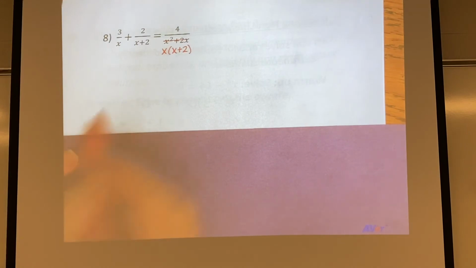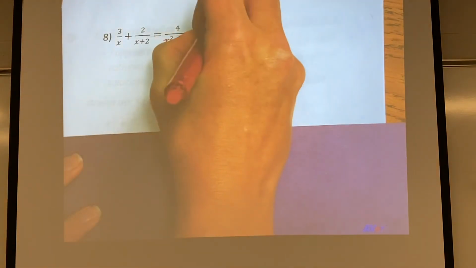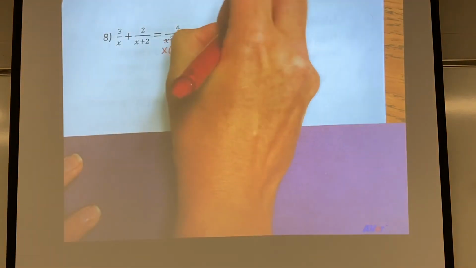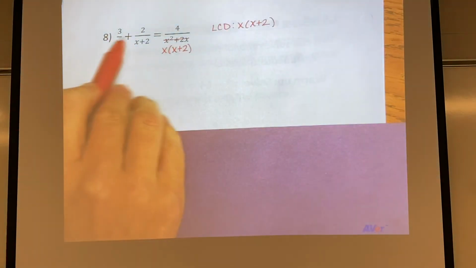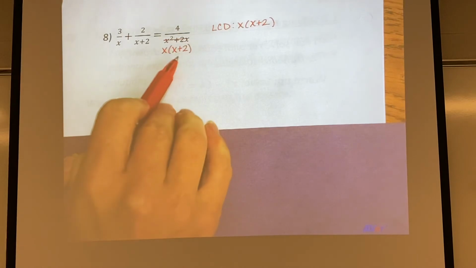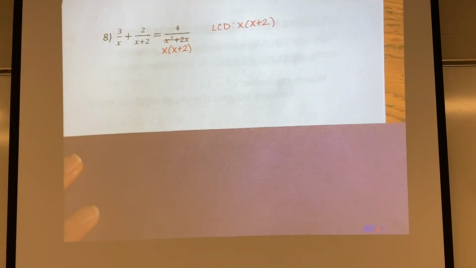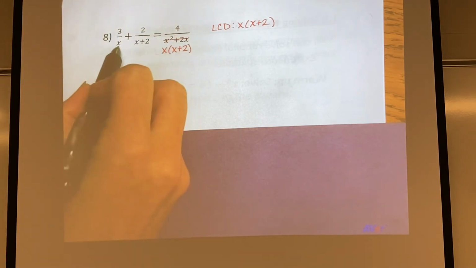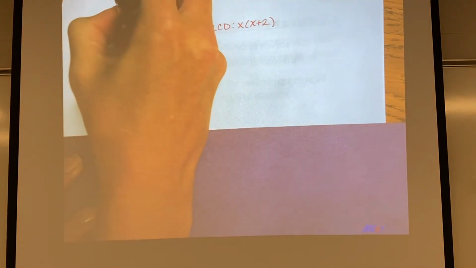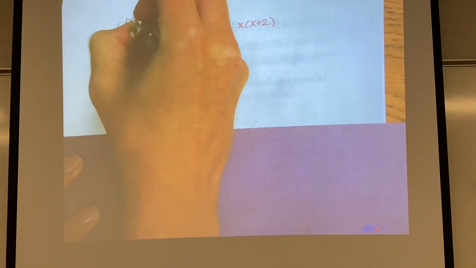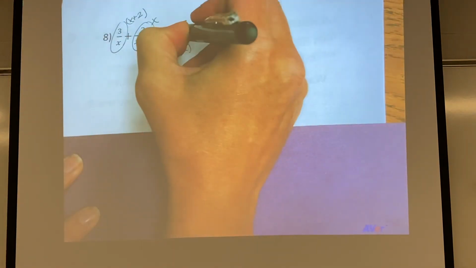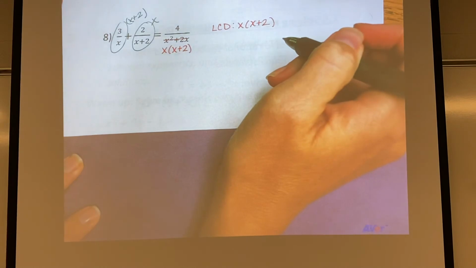So the LCD looks like it's going to be x times x plus 2, because that incorporates this x plus 2, and then the whole thing together as well. Just like last time, we want to multiply by what it doesn't have. So this first one doesn't have the x plus 2, so we're going to multiply it times x plus 2. The second one doesn't have the x. And the last one has both, so we don't have to multiply it times anything.